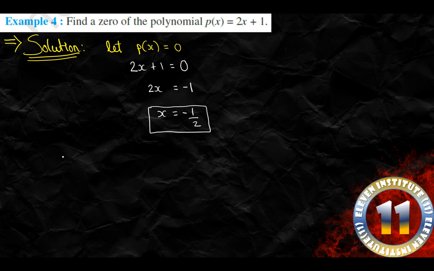So now I can write therefore -1/2 is the zero of given polynomial. Is the zero of given polynomial. Fine. I hope this is clear to you.